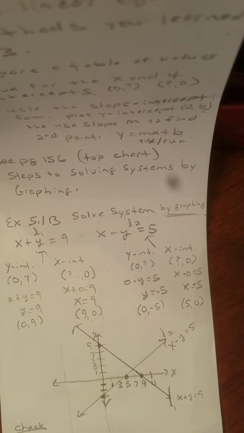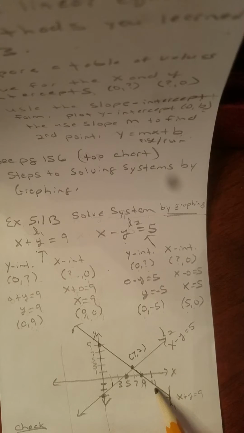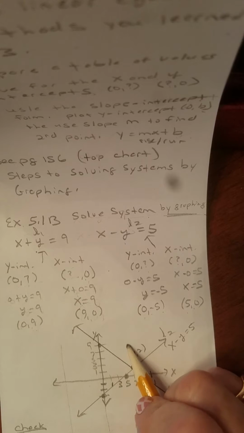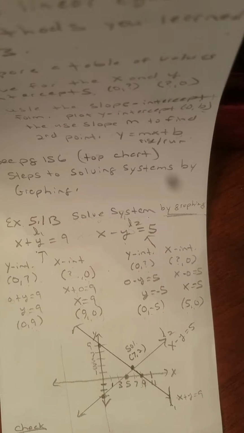So these are your 2 lines. And now you have to determine what is the intersection of these lines. And if you look, if I come over here, it's 7, and it's kind of halfway in between. And so this point where they intersect right here is (7, 2). Now you have to do this on graph paper. You do have to use a straight edge in order to find the solution. So this is the solution because this is the only place that these 2 lines intersect.